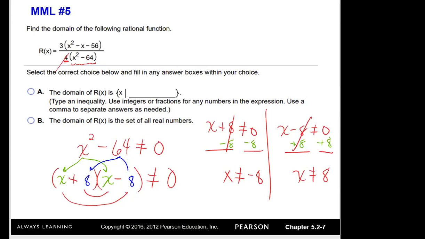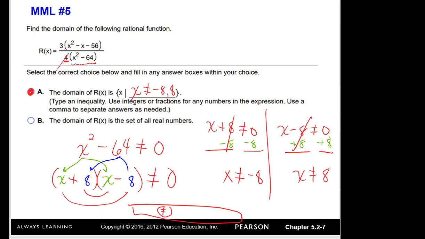And just make sure when you click on choice A, they've got the set of x such that, but you have to type in the x right here. Then there'll be a toolbox at the bottom when you click on your box. And in that toolbox, there'll be a choice that is a not equal to symbol. And then type in your numbers separated by commas.